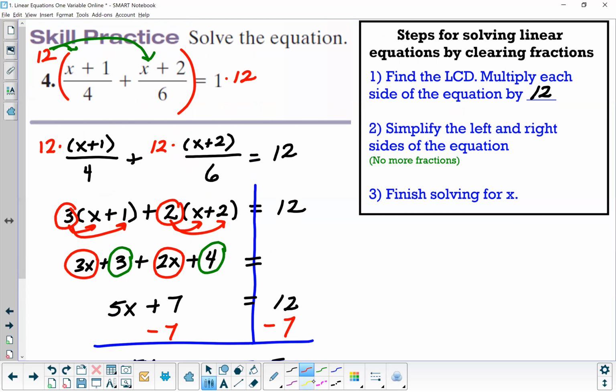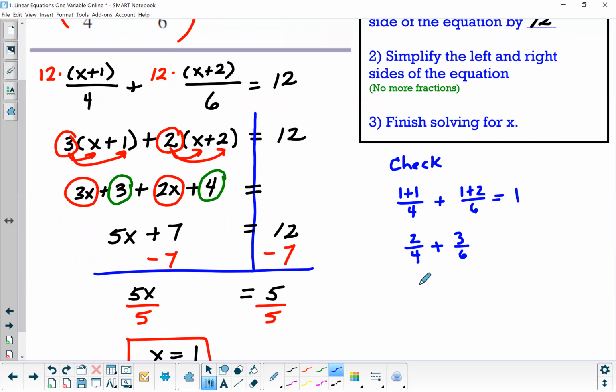Okay, so the way you check your answer, you can remember from prior equations, you just substitute the value back into the original equation. So I'm going to do a check over here to the right. All right, so we have x plus 1, so that's 1 plus 1 over 4, plus, and then 1 plus 2 over 6. Now, does that equal 1? Okay, is this a true statement? Well, let's see. We have 2/4 plus 3/6.